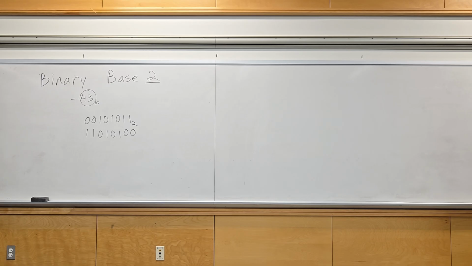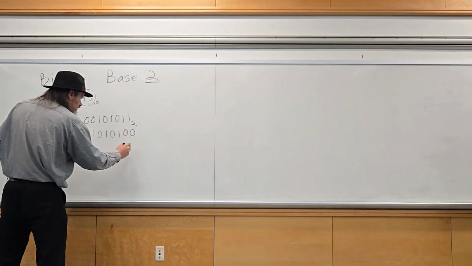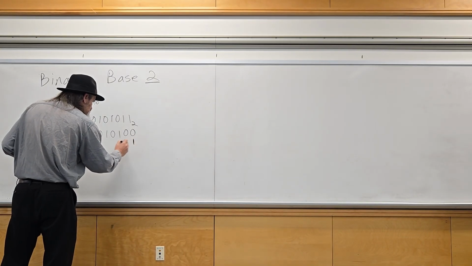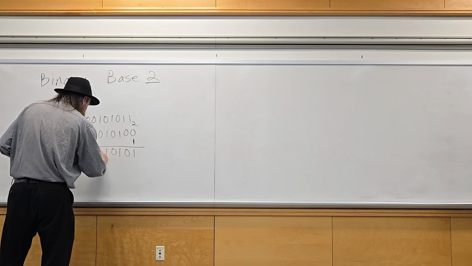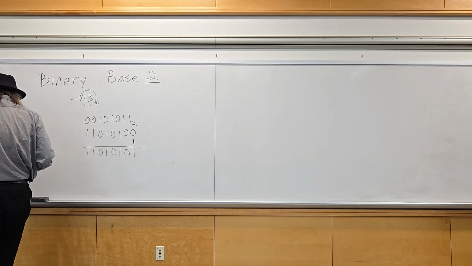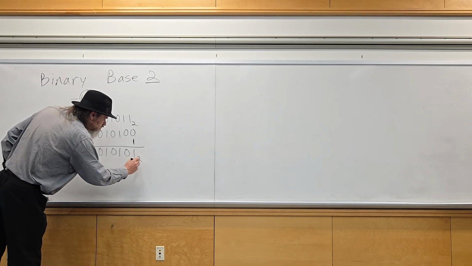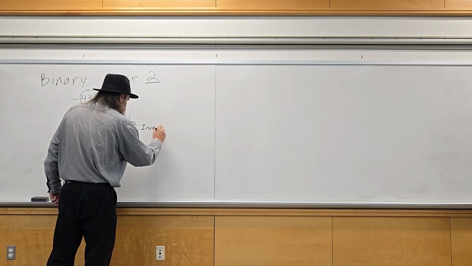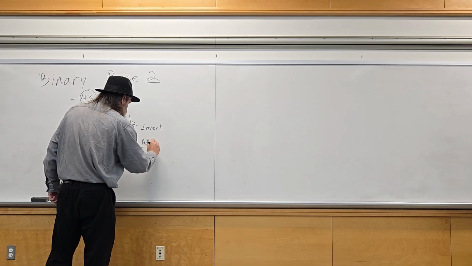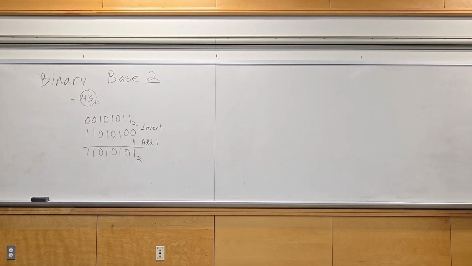You have the inverted bits. Then you add 1 to it. And that is your 2's complement. You invert the bits and add 1.